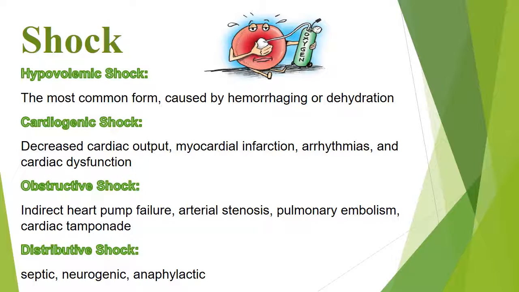There are 4 types of shock. There's hypovolemic shock, which is the most common form, and it is caused by hemorrhaging or dehydration. There is also cardiogenic shock, which is a decreased cardiac output, myocardial infarction, arrhythmias, and cardiac dysfunction.